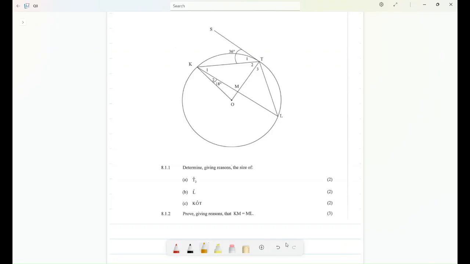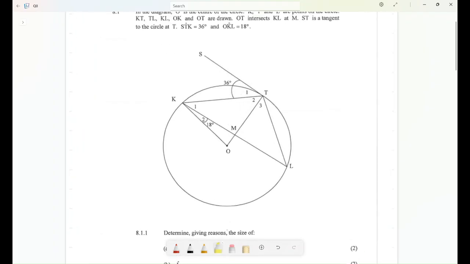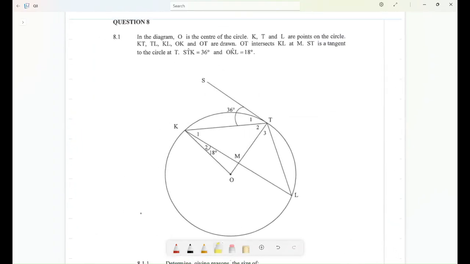Now, let's look at Euclidean geometry, okay? It says to us in the diagram, O is the center of the circle. I like to do this when I'm dealing with geometry. I like to collect my data like this. Like the first one, O is the center.